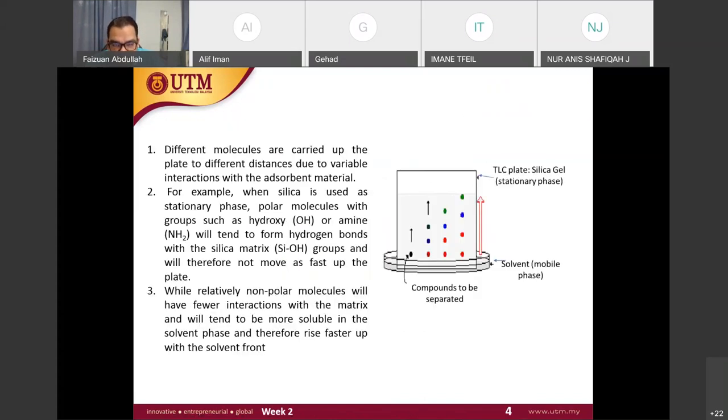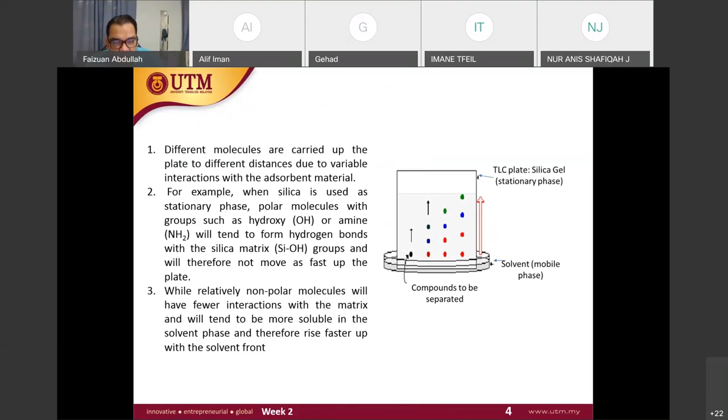Okay, this is how we illustrate the thin film. Number one, different molecules are carried up the plate to different distances due to the variable interaction with the adsorbent material. Meaning that if we put different materials on the thin film, they will move different distances, varying with the interaction of the compound itself with the stationary phase, which is the thin film.